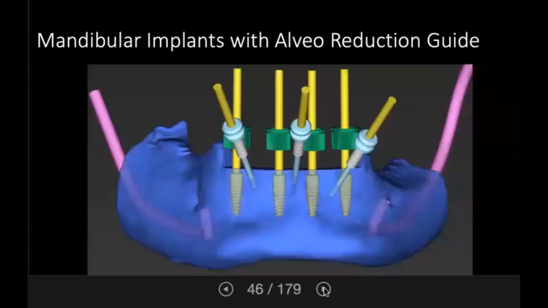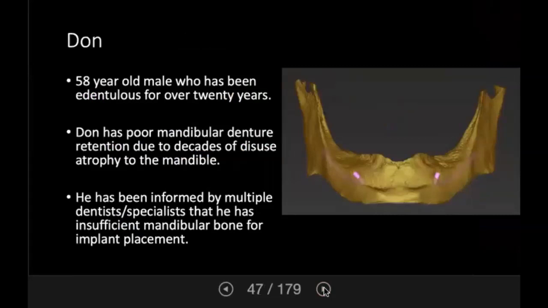Placing mandibular implants with an alveoreduction guide. This is Don. Don is a 58-year-old male that has been edentulous for over 20 years. Don has a poor-fitting mandibular denture due to decades of disuse atrophy of his mandible.